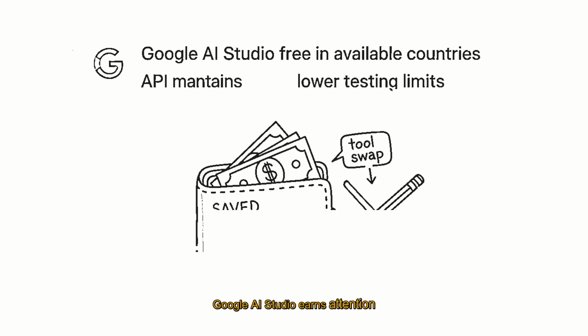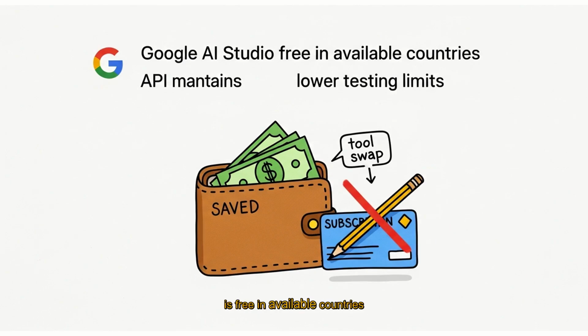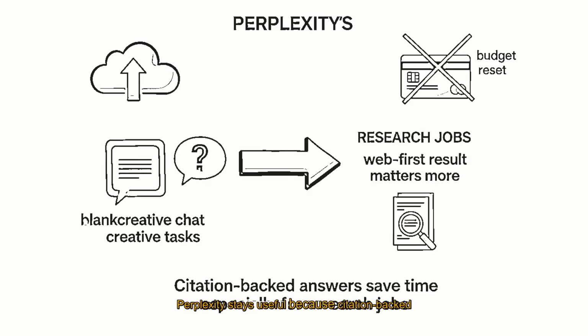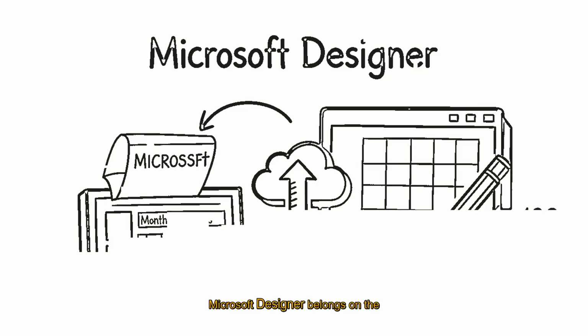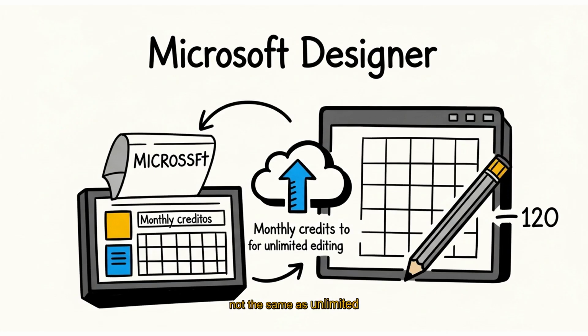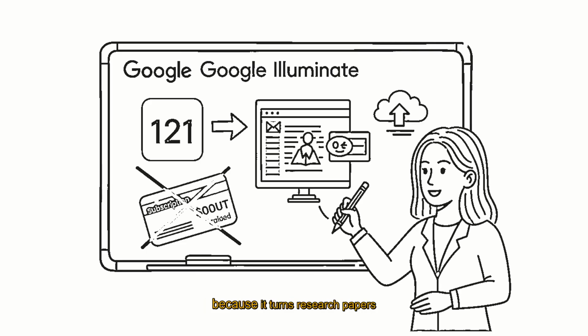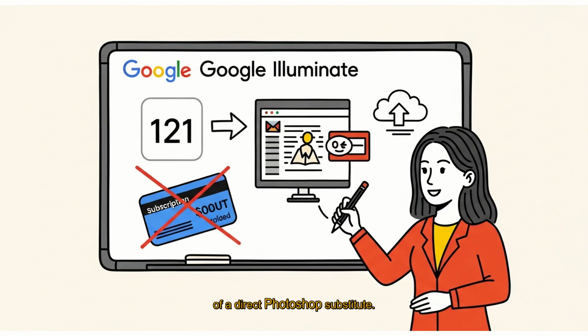Google AI Studio earns attention for a different reason, because public positioning says the interface is free in available countries while the API keeps lower testing limits. Perplexity stays useful because citation-backed answers save time, especially for research jobs where a web-first result matters more than a blank creative chat box. Microsoft Designer belongs on the list only with an honest warning, because monthly credits are not the same as unlimited editing for a full-time design workflow. Google Illuminate feels different again because it turns research papers into audio summaries, which makes it a study tool instead of a direct Photoshop substitute.